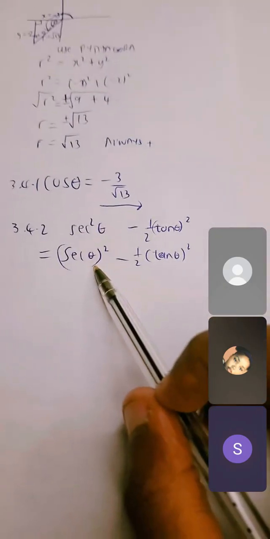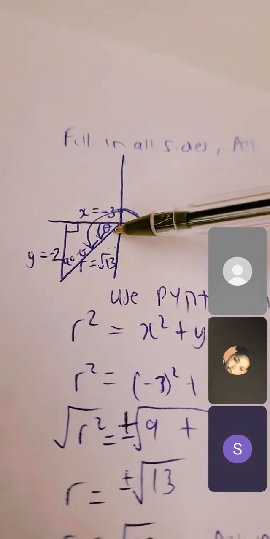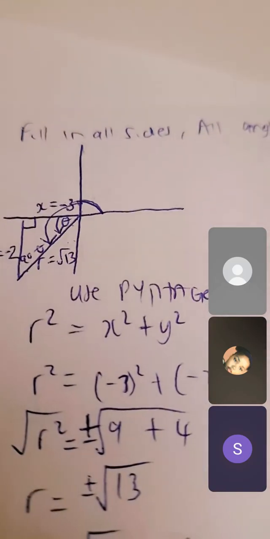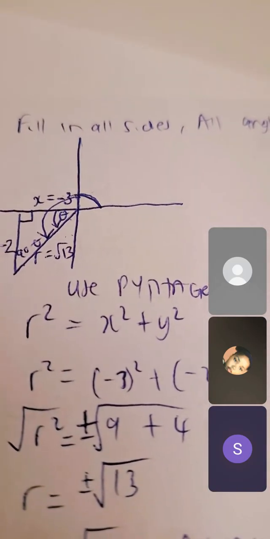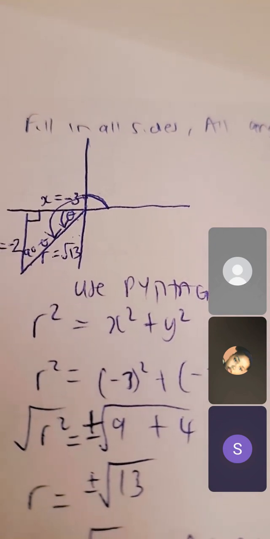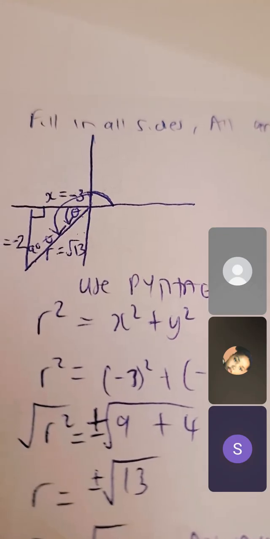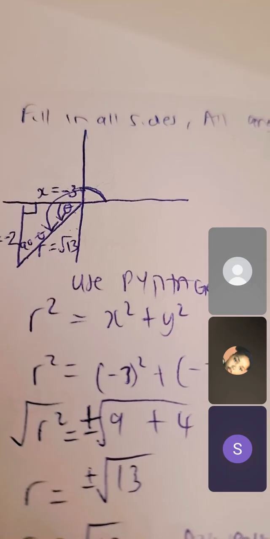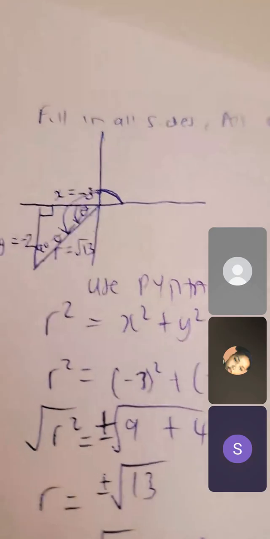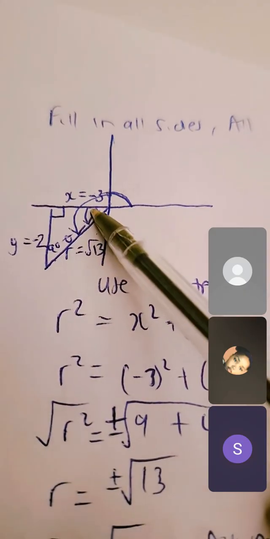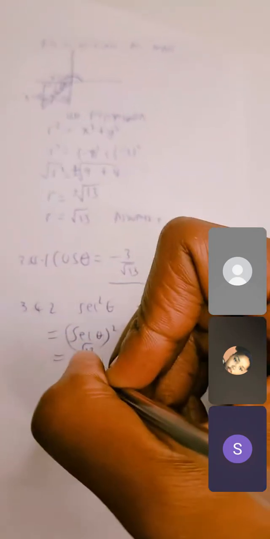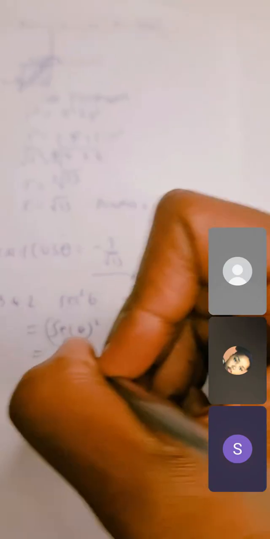Okay, we go to the diagram. What is the value of sec according to the diagram? Sec is the reciprocal of cos. Very good. If cos is adjacent over hypotenuse, then sec is hypotenuse over adjacent. So we go to theta and say hypotenuse over adjacent. That's square root 13 over negative 3. You square it, minus half.